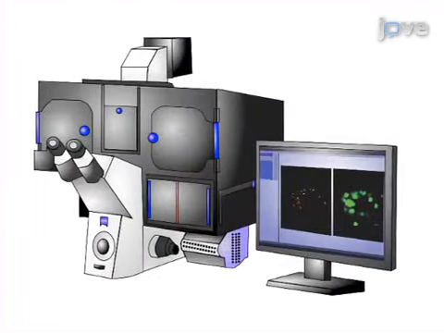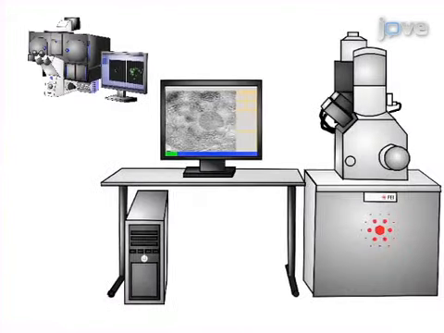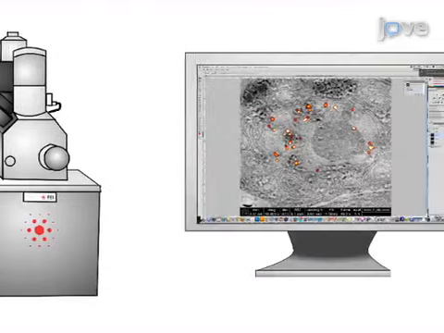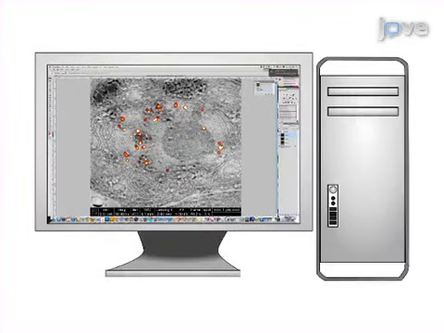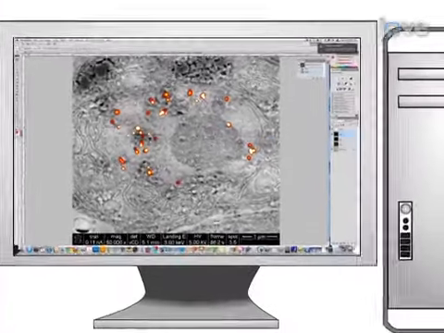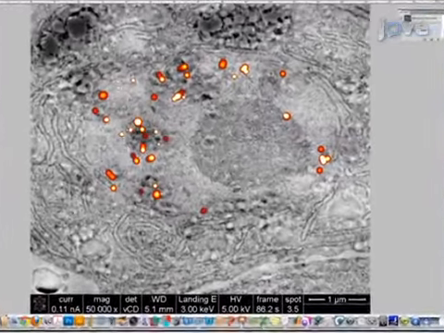Each section is imaged by both photoactivated localization microscopy, or PALM, and scanning electron microscopy. The two micrographs for each section are aligned using fiducial markers using Photoshop. The correlative image shows the localization of histone molecules in the nucleus.